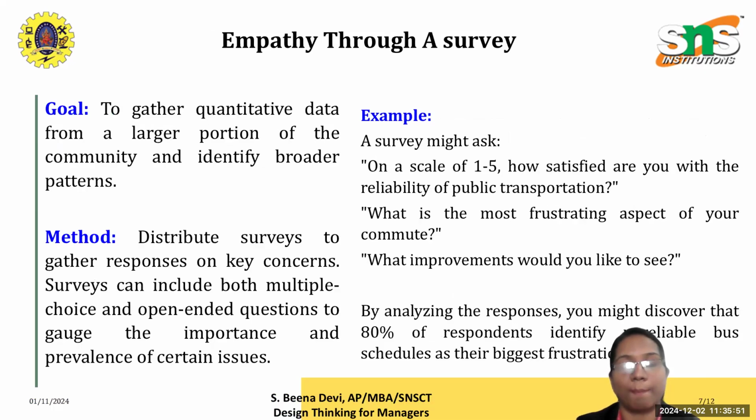The next part is empathy through a survey. A survey might ask, on a scale of 1 to 5, how satisfied are you with the reliability of public transportation? What is the most frustrating aspect of your commute? What improvements would you like to see? By analyzing the responses, you might discover that 80% of responses identify unreliable bus schedules as their biggest frustration. So our aim is to gather quantitative data from a larger portion of the community and identify broader patterns.